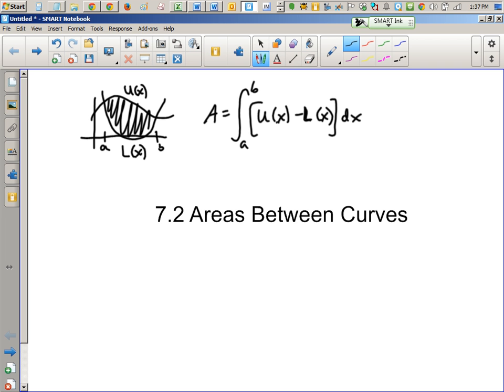So u means upper curve, L means lower curve. That's not complicated. So there's a little formula. Now, is that going to help us on problem number 3? Look at your problem number 3. No, because it's left and right. Something fishy about this problem. What do you notice?